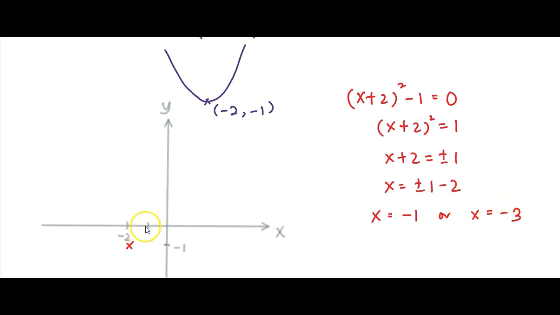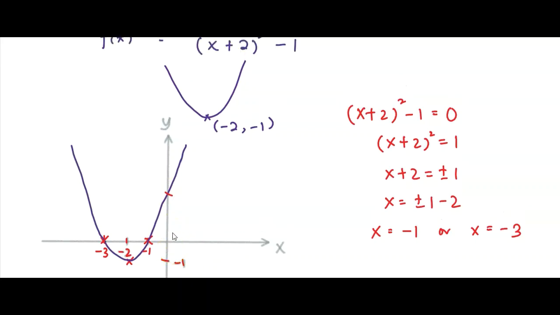So this is your negative 1, negative 2, and negative 3. The graph will pass through the minimum point, negative 2, negative 1. And it will also pass through the root, that is x equals negative 1, and x equals negative 3. Means that now your graph will pass through these 3 points. Just sketch your graph. You can see your graph passes through the y-axis, right?